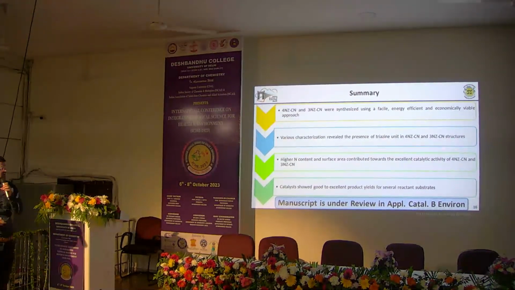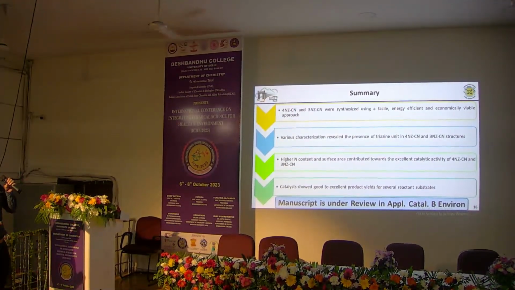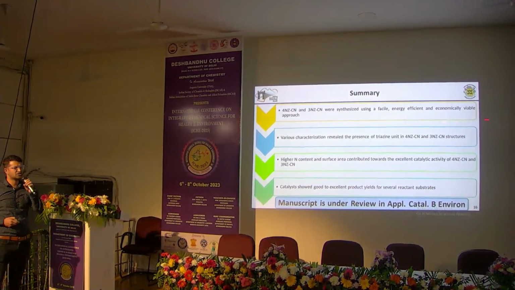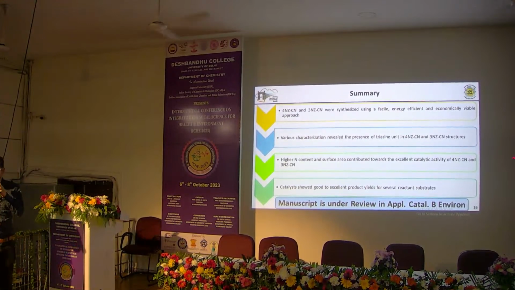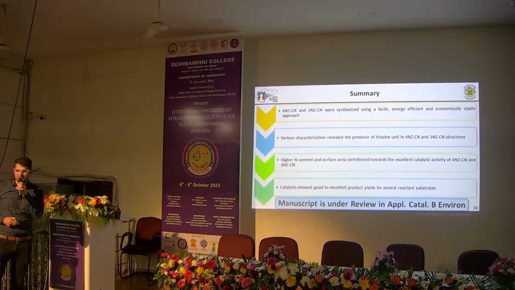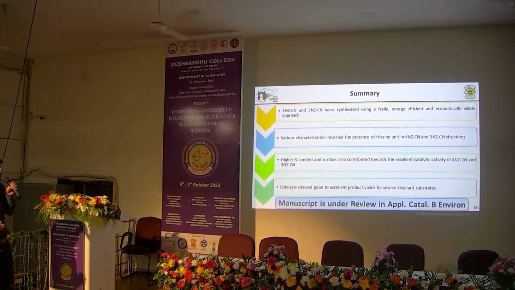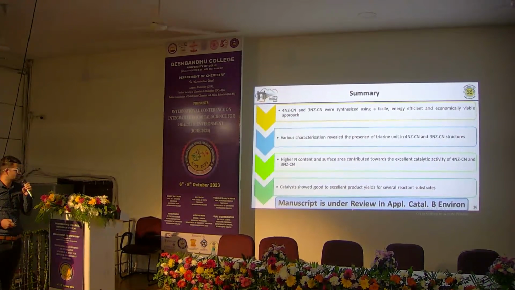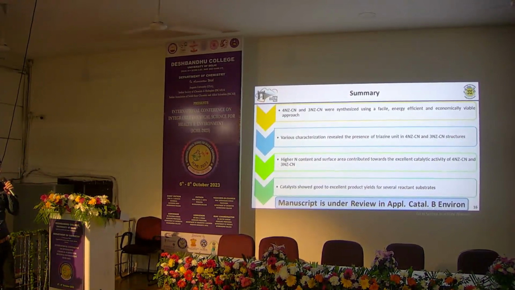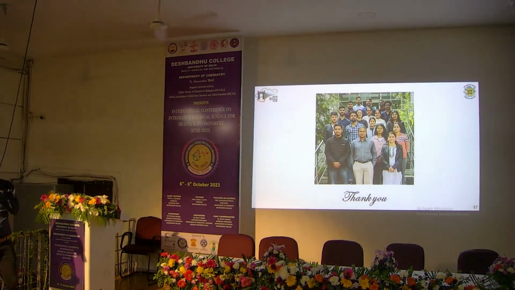So to summarize this work, I can say that these two, 4-NZCN and 3-NZCN, were synthesized using a facile, energy efficient and economical approach. The various characterizations reveal the presence of triazine unit as a structural unit in these carbon nitrides, and high nitrogen content and high surface area in these carbon nitrides are responsible for their high activity. And the catalysts have shown very excellent activity for several reactants, showing the generality of these catalysts. So this work is under review in Applied Catalysis B: Environmental journal. So with this I will conclude my presentation.